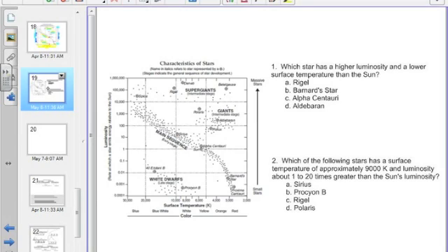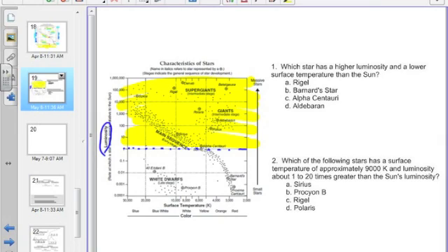I've still got the graph here, but we also have a couple of questions. The first one: which star has a higher luminosity and a lower surface temperature than the sun? All right, higher luminosity than the sun. You remember our luminosity was here on our y-axis. The sun gives us our starting point at that value of 1. Higher luminosity is going to place whatever our answer is up here in the upper part of the chart. But that's only one half of the question.